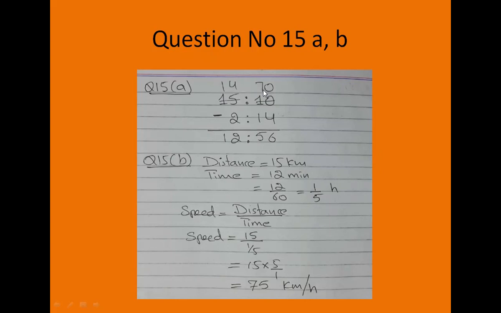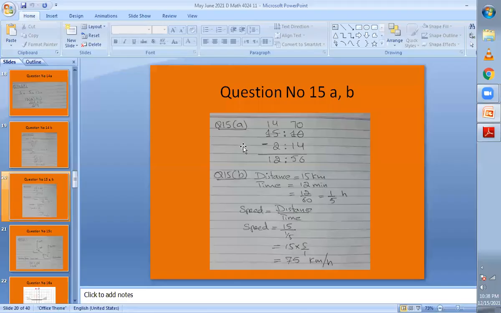So this 10 will become 70 minutes. 70 minutes minus 14 minutes is 56 minutes. 14 hours minus 2 hours, that's 12 hours. So 12:56. So they started their journey at 12:56. I hope that you understand question number 15, A part.